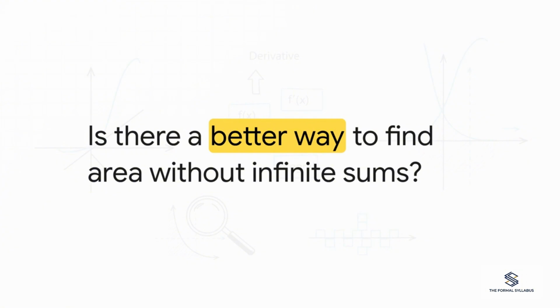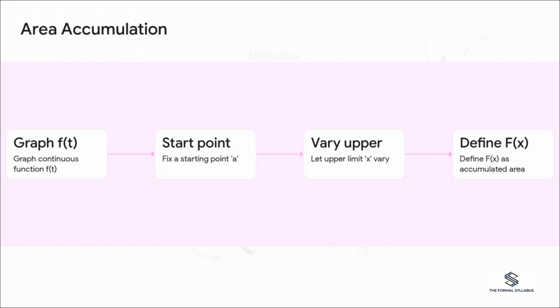Which brings us to our inciting incident. Is there a better way? Could there possibly be a shortcut? You know, a mathematical cheat code to bypass the whole tedious nightmare of the Riemann sum? Mathematicians desperately needed a way to find the exact area without having to physically add up infinite numbers of microscopic rectangles. Well, here's how they actually built that cheat code.